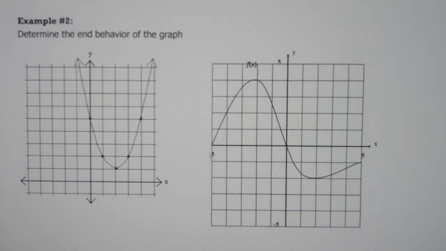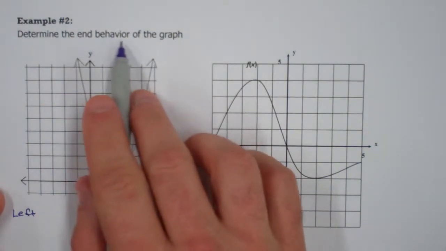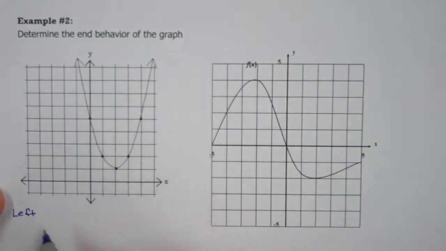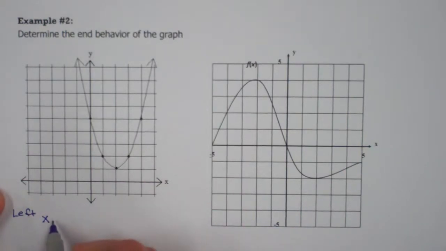In example 2, we need to determine the end behavior of the graph. So let's do the left end behavior. Notice we use the word end here, and behavior means what is the y value doing. To state the left end behavior, we want to state the values of x that are all the way on the left-hand side, and that would be negative infinity.